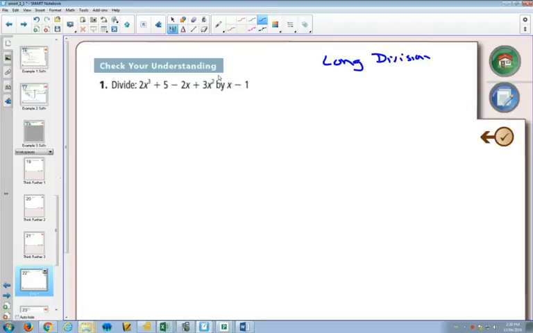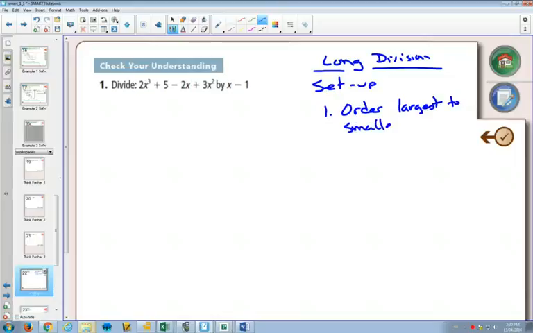Even though you're allowed to write a polynomial in whatever order you want, the first thing that we're going to do as a setup for long division is we're always going to write them in order from the largest degree to smallest degree. And by degree, that's looking at the exponent. So in this one, x cubed has a degree of 3, x squared has a degree of 2, x has a degree of 1, and any constant we would say has a degree of 0.